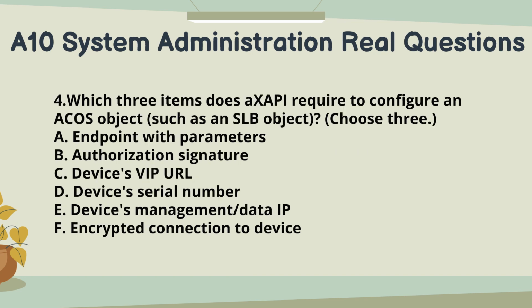4. Which 3 items does AXAPI require to configure an ACOS object, such as an SLB object? Choose 3. A. Endpoint with parameters. B. Authorization signature. C. Device's VIP URL. D. Device's serial number. E. Device's management, data IP. F. Encrypted connection to device.